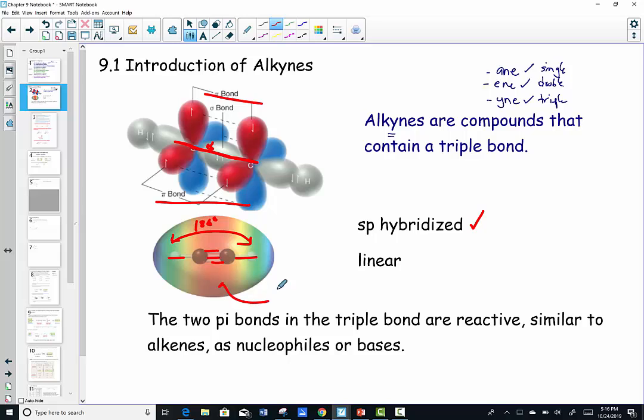Notice that this is a very electron-rich area. Very similar to the alkenes, these pi bonds have the ability to reach out and abstract a proton. Very similar to the alkene chemistry from our previous chapter. So they're very reactive, similar to alkenes, as nucleophiles if they're seeking an electrophile, or they can be bases seeking a proton.